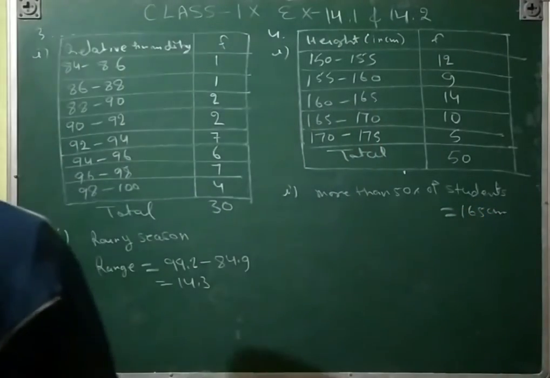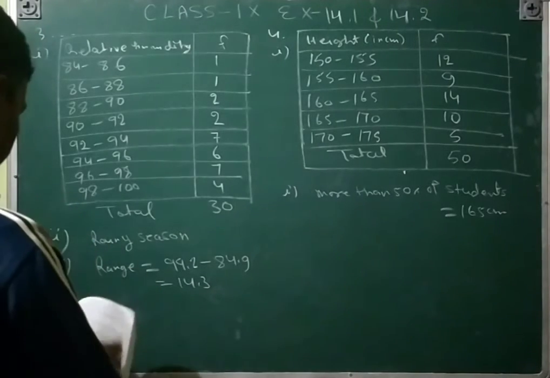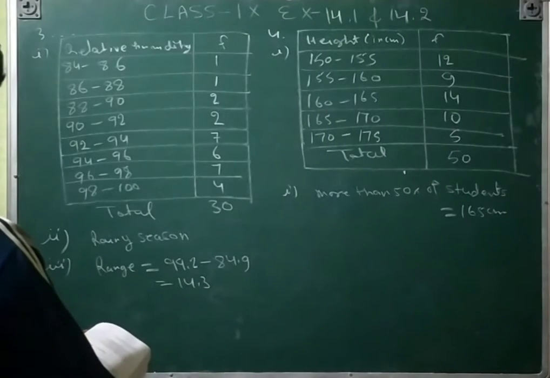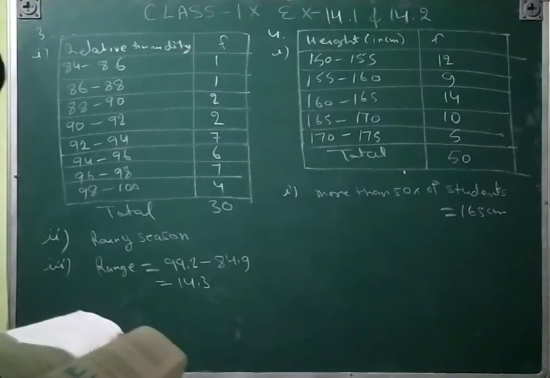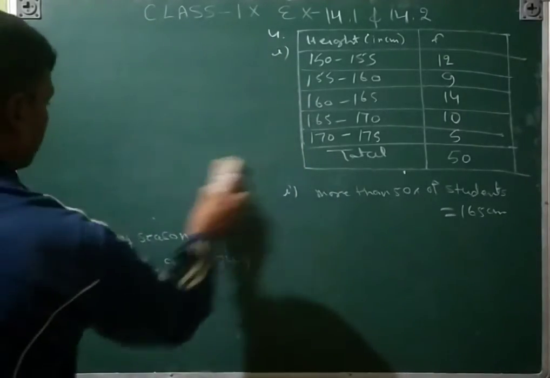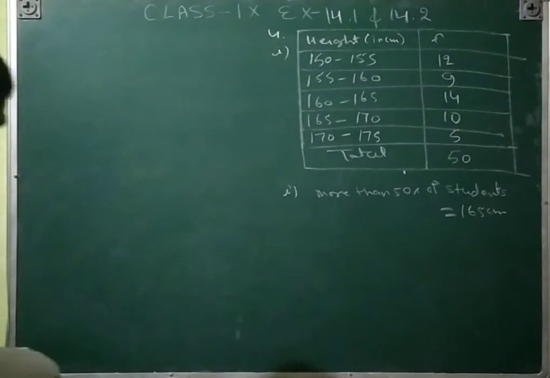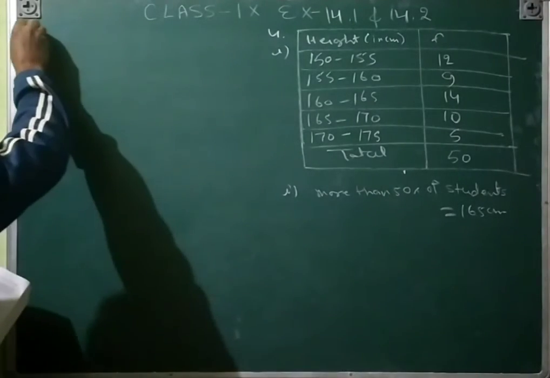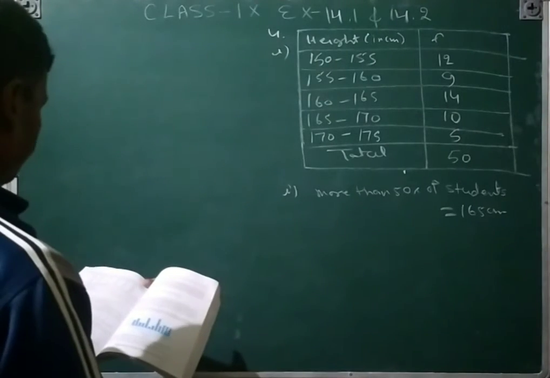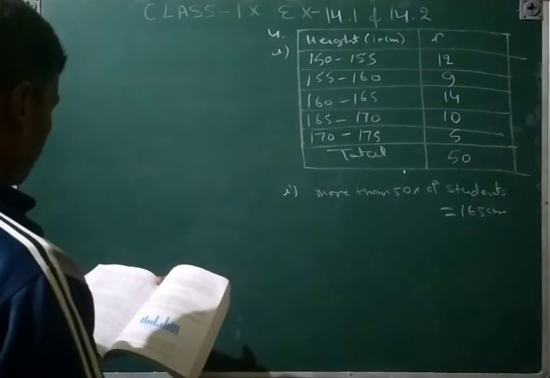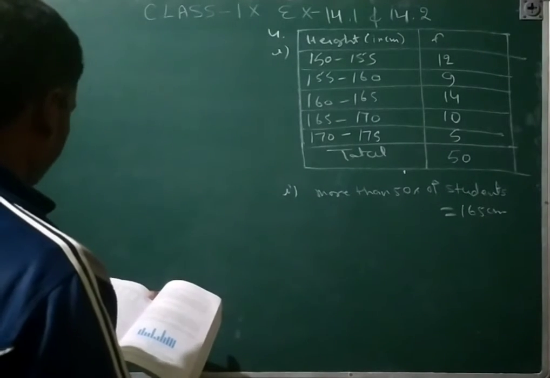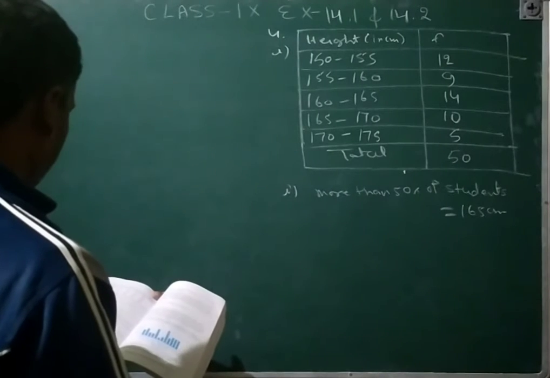And then question number 5 also you can do, no problem will be there. Now see question number 7. Question number 7 is just a different type of question. Questions 5, 6 and 7 are the same type of question, so I am doing 7 here.